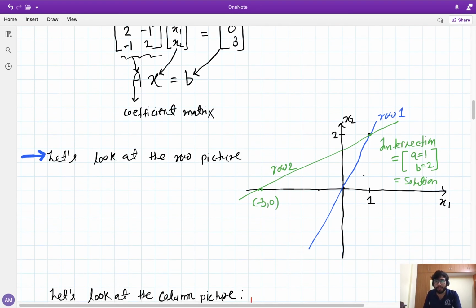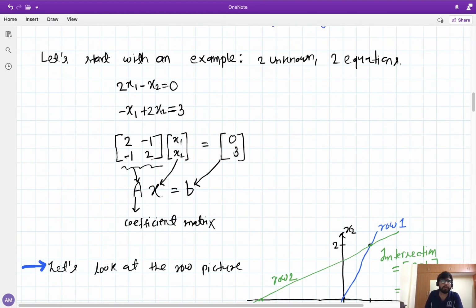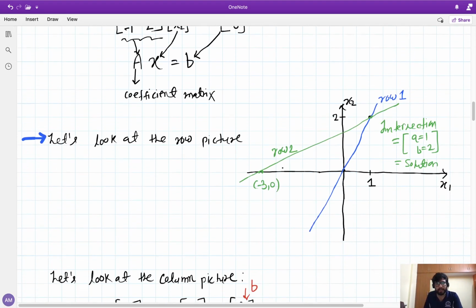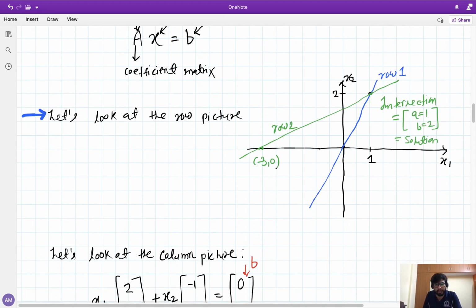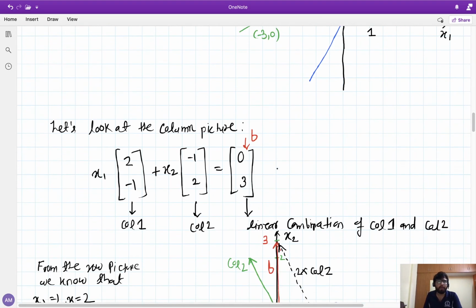So you can see in the row picture, you just have to consider each equation as a line in a 2D plane in this case, and draw it, and whatever is the intersection point, that is the solution for your system of linear equations. As simple as that. So this is the row picture, and let's look at the column picture.